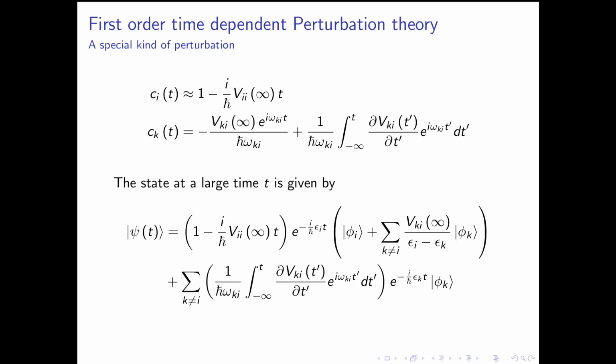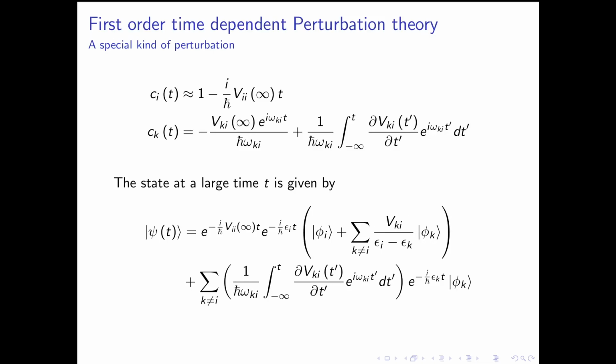Now the next step actually would also be in the same spirit of carrying out calculations to the first order in perturbation theory. The bracket which is sitting in the front, 1 minus i by h cross V_ii infinity t, can be replaced in this degree of approximation by an exponential of minus i by h cross V_ii infinity t. The reason is of course again simple. The deviation between the exponential and the thing that we had in the brackets is only second or higher order.